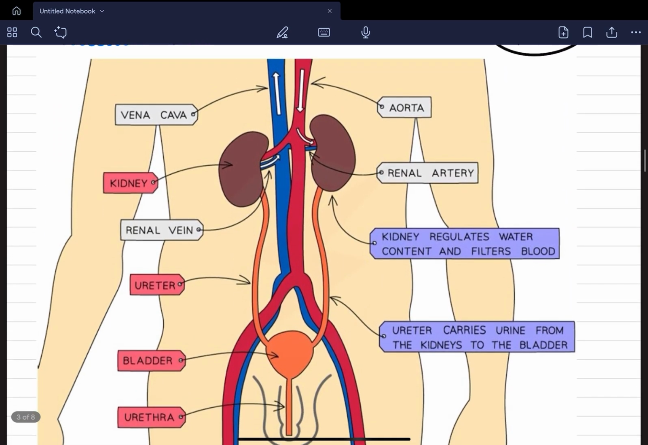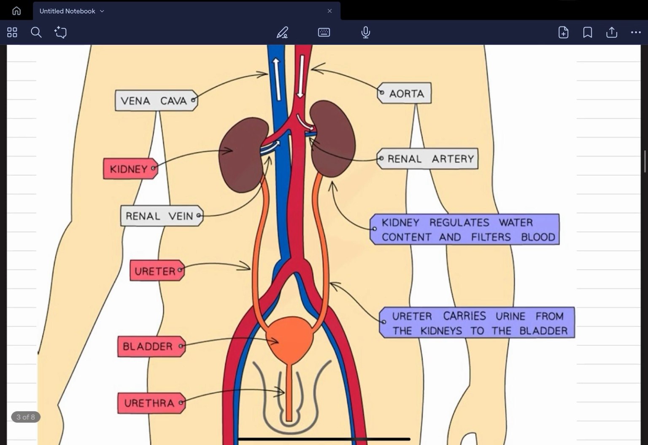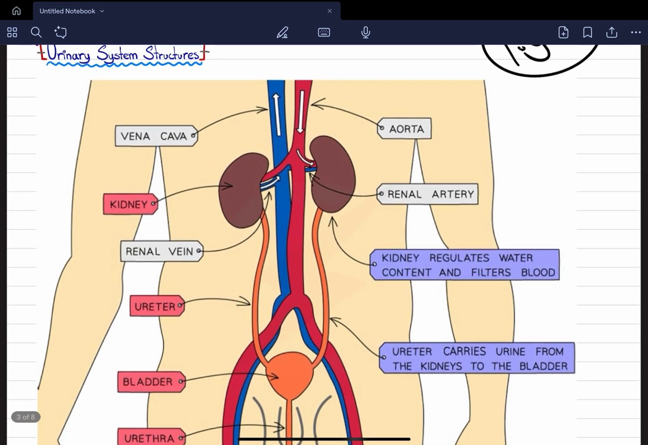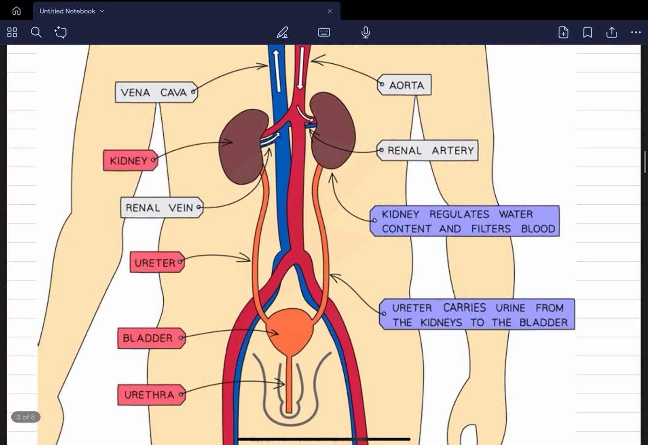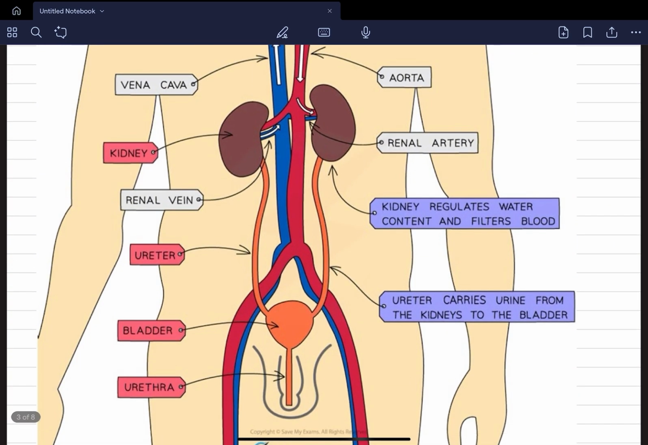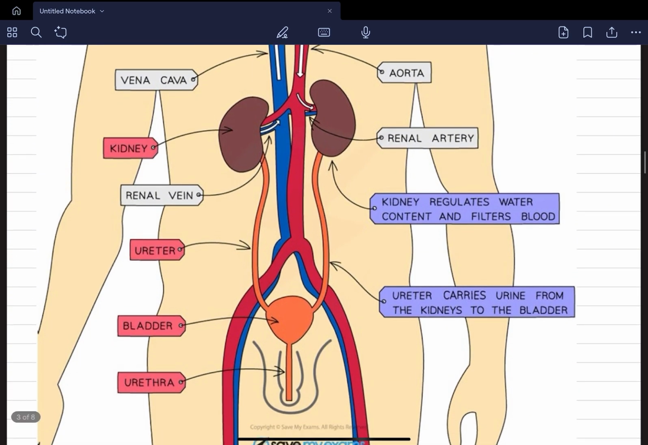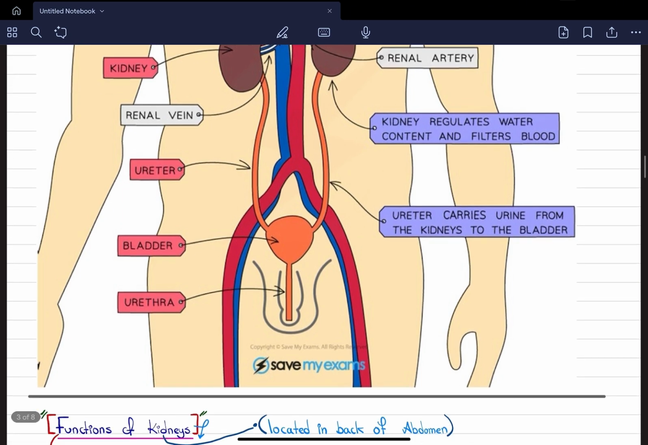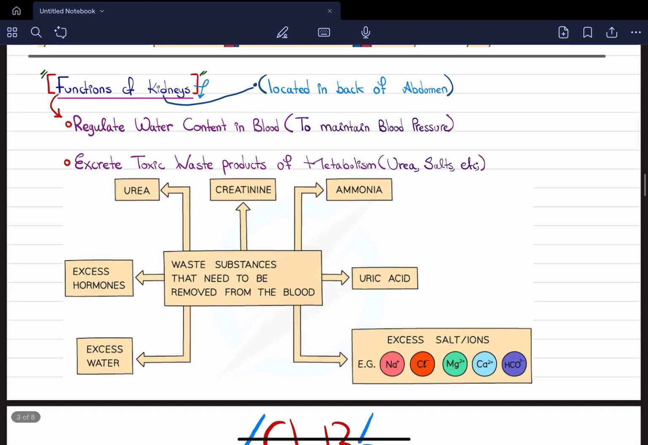This is an illustration of the urinary structure diagram. As you can see, we have the vena cava and the aorta connected to the heart. The kidneys are here, two bean-shaped organs to filter blood, connecting into the bladder from the ureter, and the renal vein, going down to the urethra to be excreted.